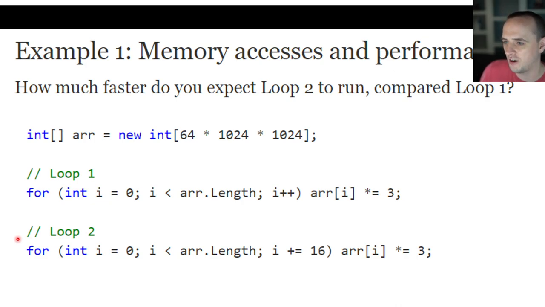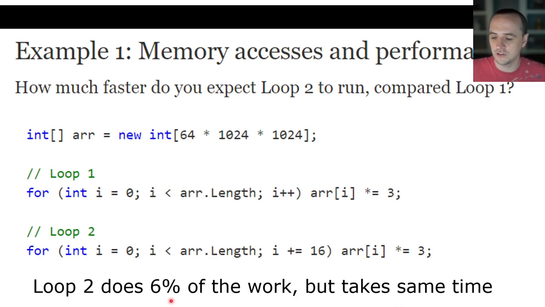So how much more time does loop 2 take versus loop 1? Now be honest with your answer. Obviously I'm showing you this because there's a trick to it. But you'd think that this loop is doing 1/16th the actual work. It's doing 1/16th the multiplies of loop 1. So theoretically, if we were to analyze this algorithm, it would take 1/16th the time of loop 1. But it turns out loop 2 does 6% of the multiplication work, but it takes the exact same amount of time. Why is that?